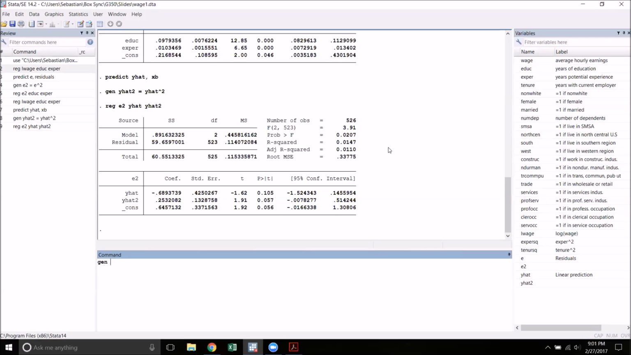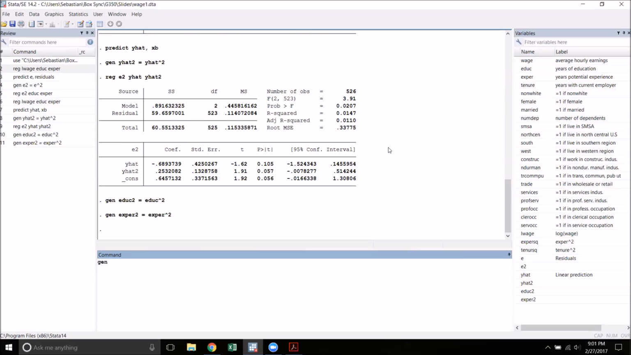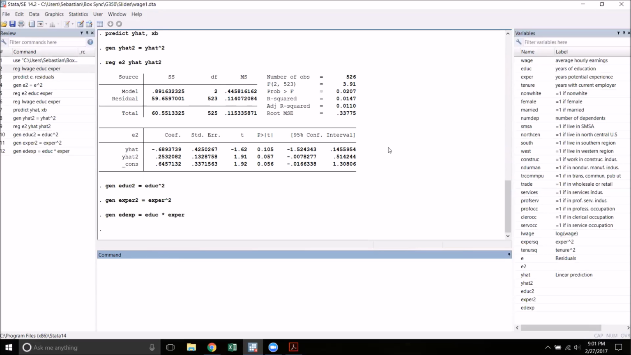I'll need to generate squared terms, so I'll generate education2 equals educ squared. I'll do the same thing for experience. And finally, we need that cross-product term, which I will call edexp equals education times experience. I'm ready to run the regression, which is squared residuals, E2, on education, experience, education squared, experience squared, and the cross product, which is edexp.